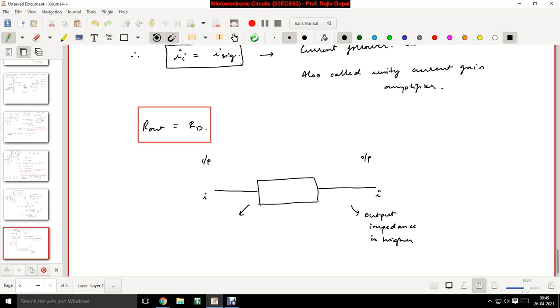Here input impedance is low. This is CG amplifier. Input impedance is low. Okay, so this is what a CG amplifier is. It's also called a cascode current, which we'll see later when we encounter current steering circuits. Okay, so cascode amplifier, it's one of its main applications. It's also called cascode amplifier.